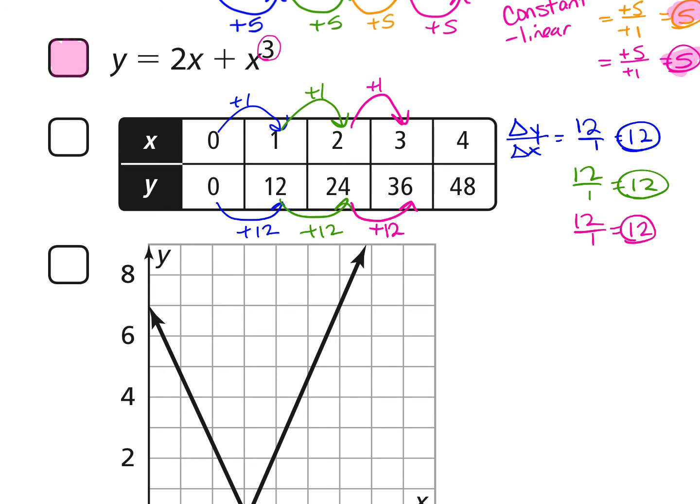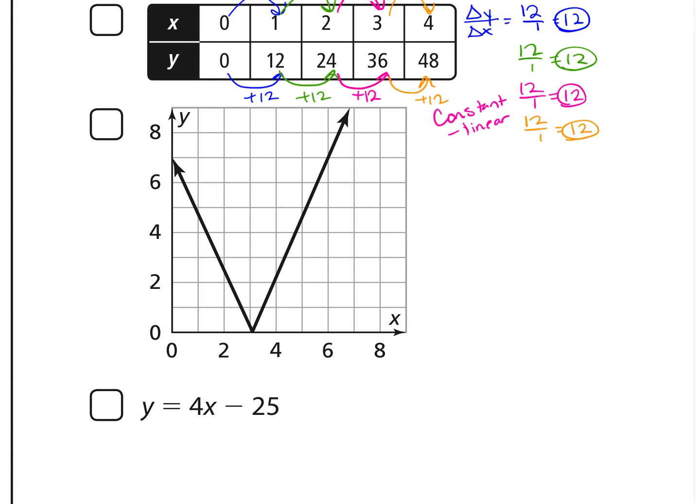And then the very last one, 36 to 48 goes up 12 when 3 to 4 goes up 1. And 12 divided by 1 is 12. So we have a constant rate of change, which tells us that this table is linear. So we wouldn't mark it because we're looking for nonlinear.